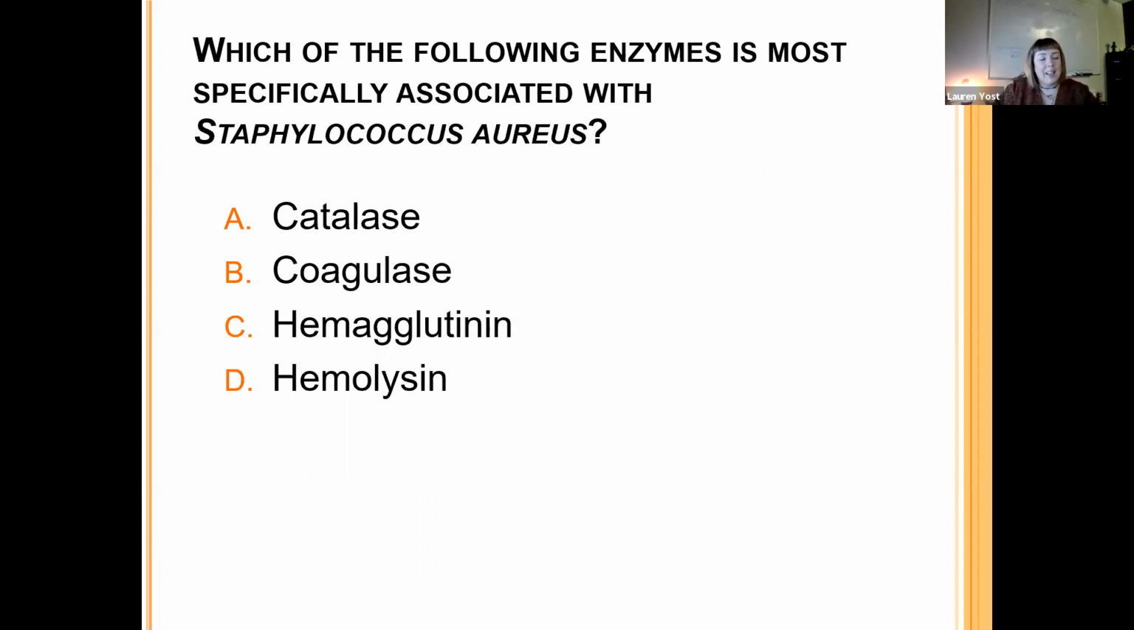So which of the following enzymes is specifically associated with Staphylococcus aureus? With Staphylococcus aureus, that was the one where we were looking at that coagulase. Remember, we mix it with the plasma, and if there is Staphylococcus aureus there and it produces coagulase, then it is going to cause the plasma sample to coagulate or solidify, right?